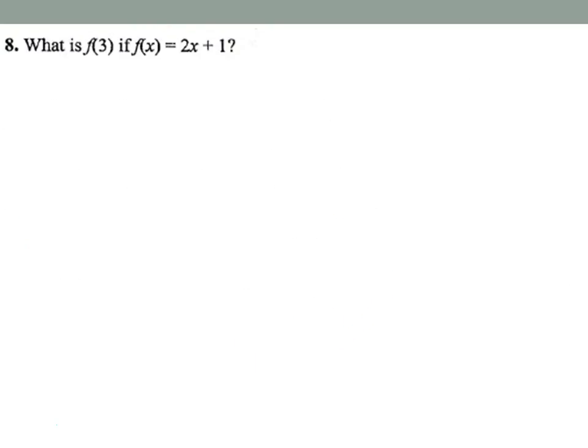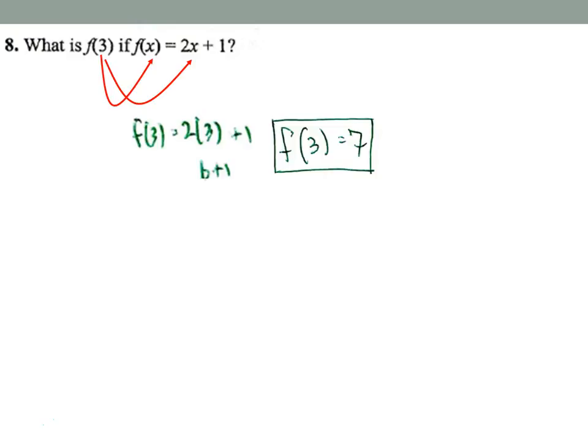All right, so 8 looks a lot like a previous problem. I'm finding the f of 3 if the f of x is equal to 2x plus 1. Plug that value in, 3 into both of those. I multiply 2 times 3, I get 6. 6 plus 1. We know 6 plus 1 is 7. F of 3 is equal to 7.